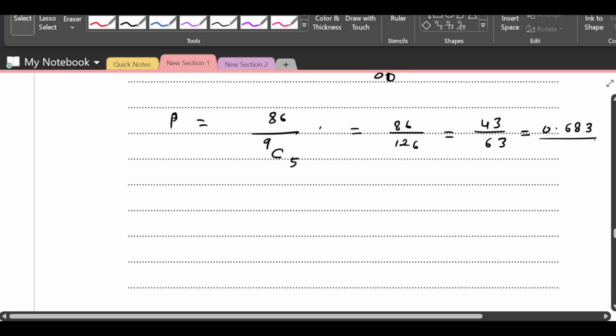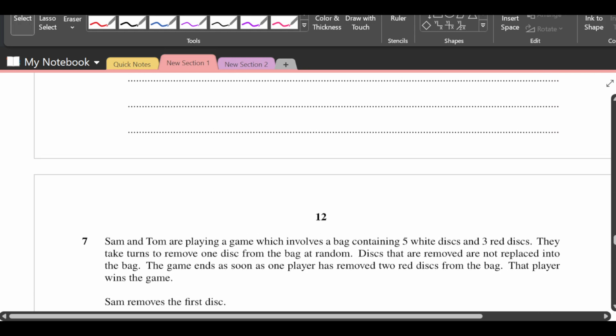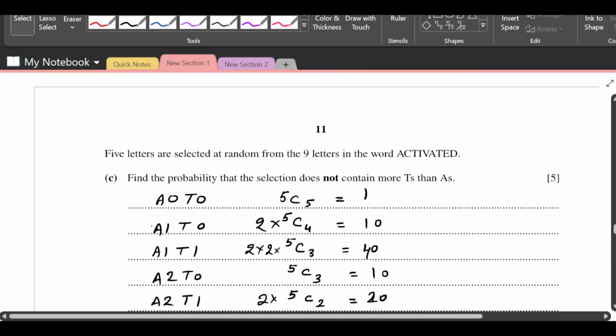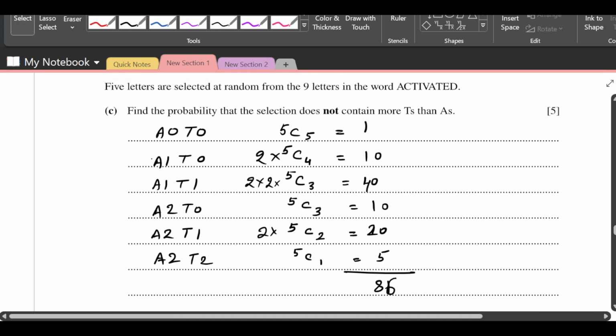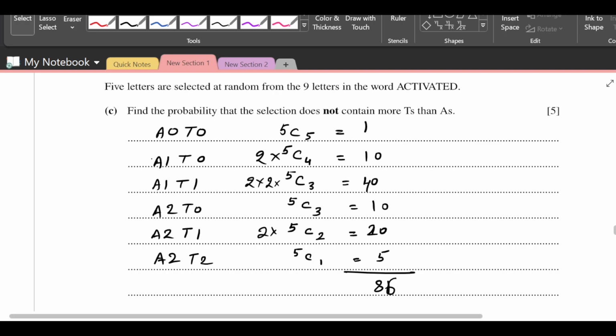So this was a tough question. Okay, so these are the three parts. Find the probability that the selection does not contain more T's than A's. Okay, so you understand why we multiply by 2, 4, these numbers? Yes, because there are more choices. A1, T0, there I have two choices to select A, right? So therefore I include both of them.